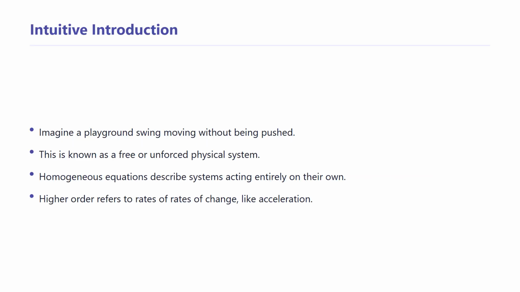Before we look at any math, let us build our intuition. Imagine a playground swing on a quiet day. If you pull it back and let it go without pushing it again, its motion is determined entirely by its own weight and the length of its ropes. In physics, we call this a free or unforced system. When we write mathematical equations to describe such isolated systems, they are called homogeneous differential equations. The term higher order simply means we are looking at rates of change, like acceleration, instead of just velocity.